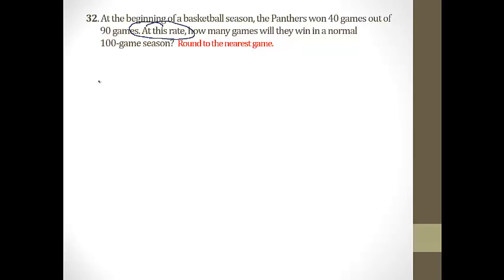What are we comparing? We're comparing the amount of games won to how many games were played. At the beginning of the season, the Panthers won 40 games out of the 90 that they played. At this rate, how many games will they win? So we don't know how many they're going to win, but we do know in a normal 100-game season they're going to play 100 games. All right, now how do we solve?